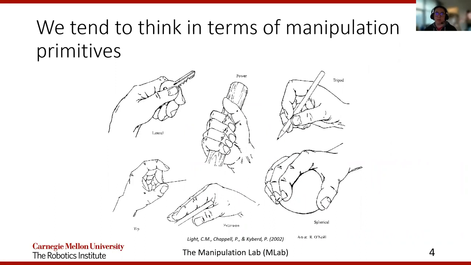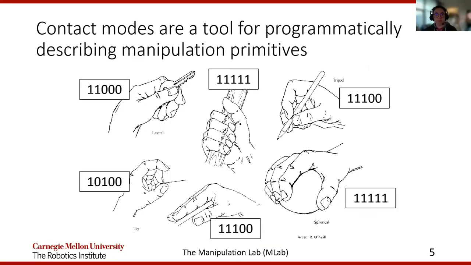We tend to think of manipulation in terms of primitives, such as these various types of grasps visualized here. Our viewpoint is that contact modes are a tool for programmatically describing manipulation primitives. So the strings that I've written next to each of these primitives represent which fingers are actively contacting the object.